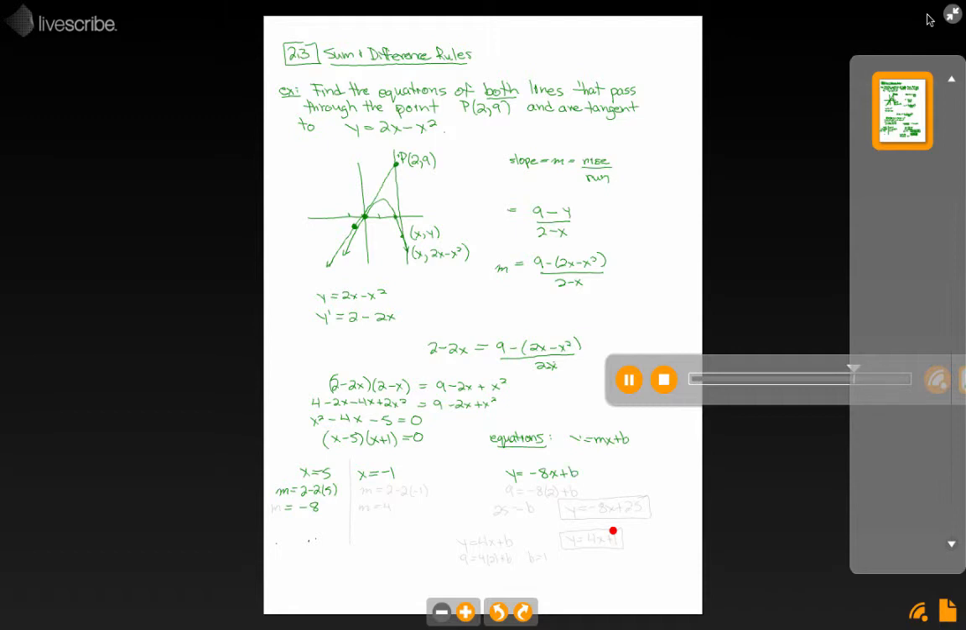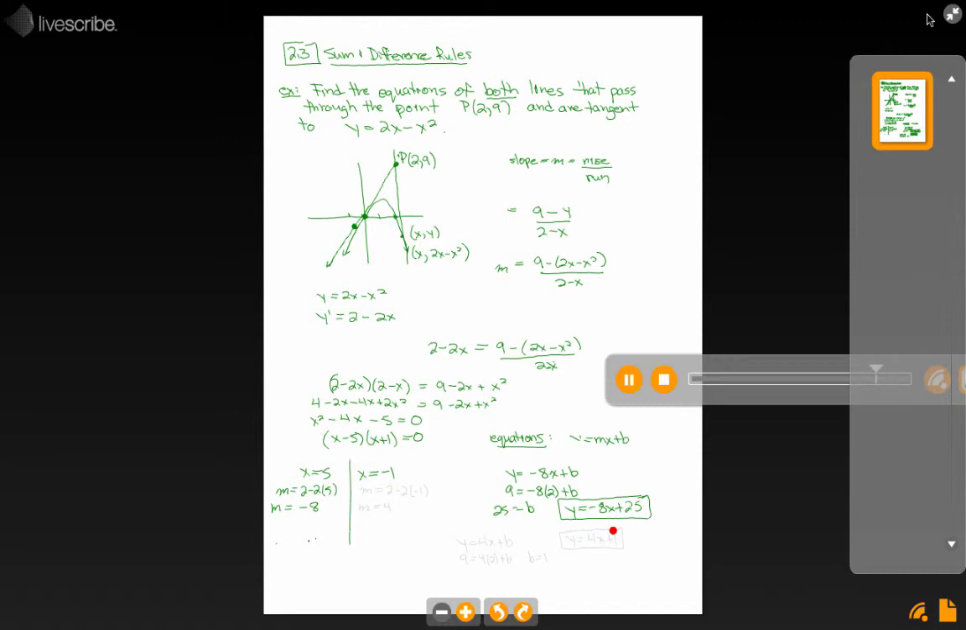I need to figure out a point on the graph at that spot there. Or I could use the point (2, 9), which is probably less work, since it has to go through that point as well. 9 equals negative 8 times 2 plus b. So 16 plus 9 gives b equals 25. So my equation there is y equals negative 8x plus 25. And so you have one of your equations of your tangent lines.